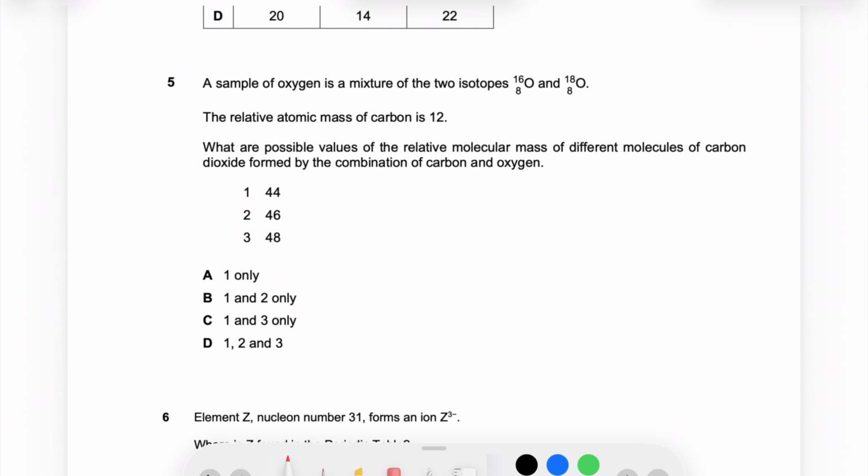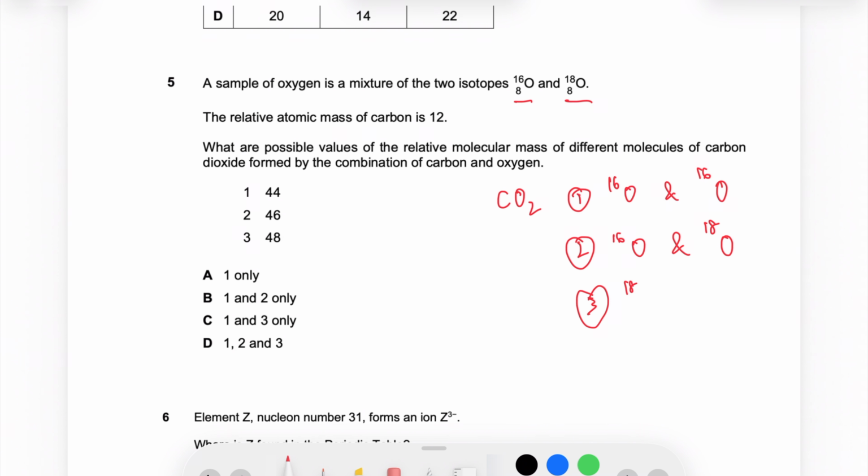Question 5. You have two isotopes, oxygen 16 and oxygen 18. The relative atomic mass of carbon is 12. Which are the possible values of Mr of CO2? Take note, this is CO2. For the oxygen, you have three combinations. It can be oxygen 16 and oxygen 16, or oxygen 16 and oxygen 18, or oxygen 18 and oxygen 18.